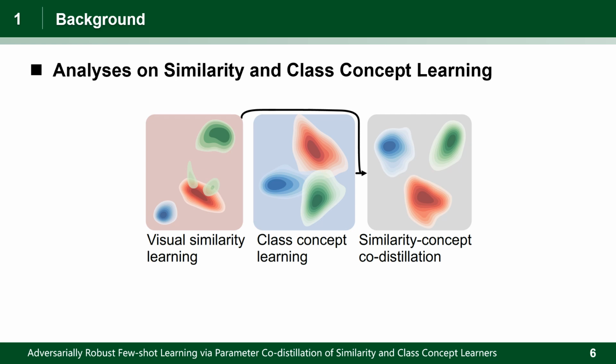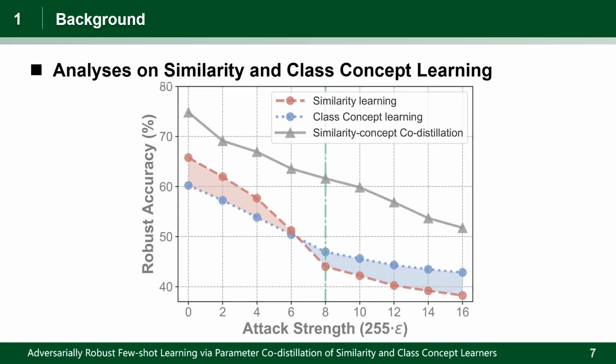To support this claim, we provide feature space visualizations for visual similarity and class concept learning. The key observation is that similarity learners often spread features of a certain class into multiple clusters with potential overlaps. In contrast, class concept learners produce more distinct class-wise clusters separated by the decision boundary. And robust accuracy further confirms that similarity and concept learners are affected differently with respect to perturbation radius.